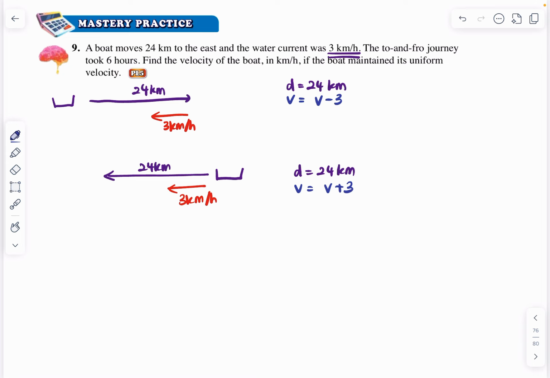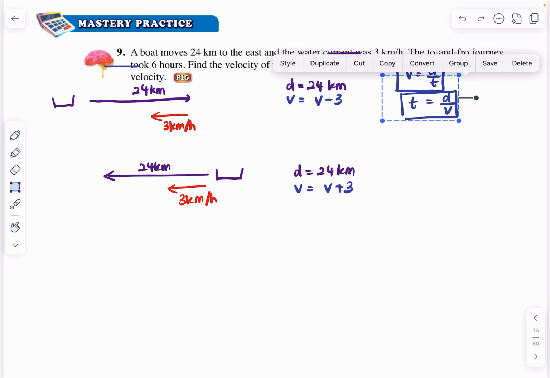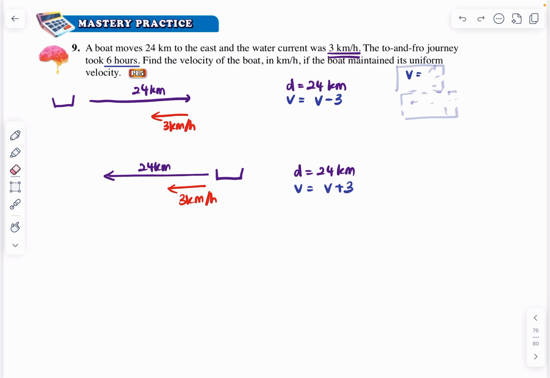The total time taken is t. They already gave us 6 hours. So let's find the equation for t first. Velocity is distance over time. This is the general formula, or speed is distance over time. Therefore, time is distance over velocity. Using this, we can define time here.